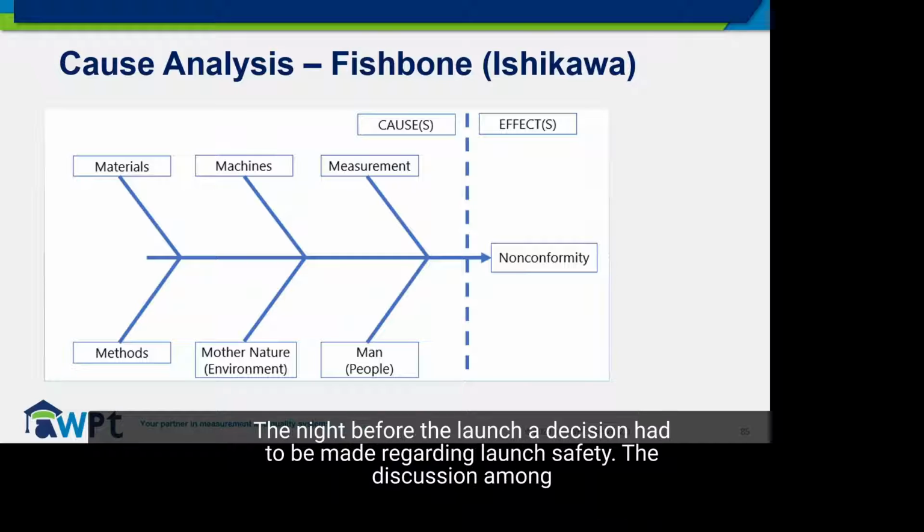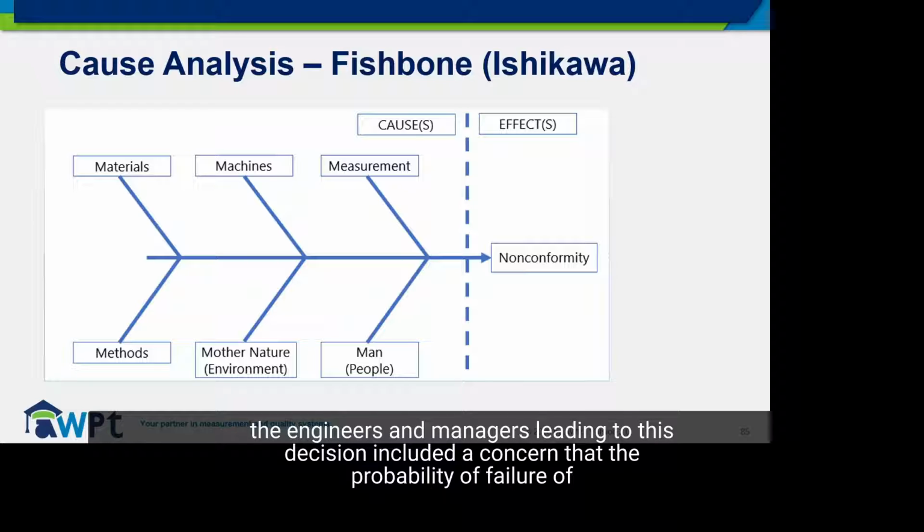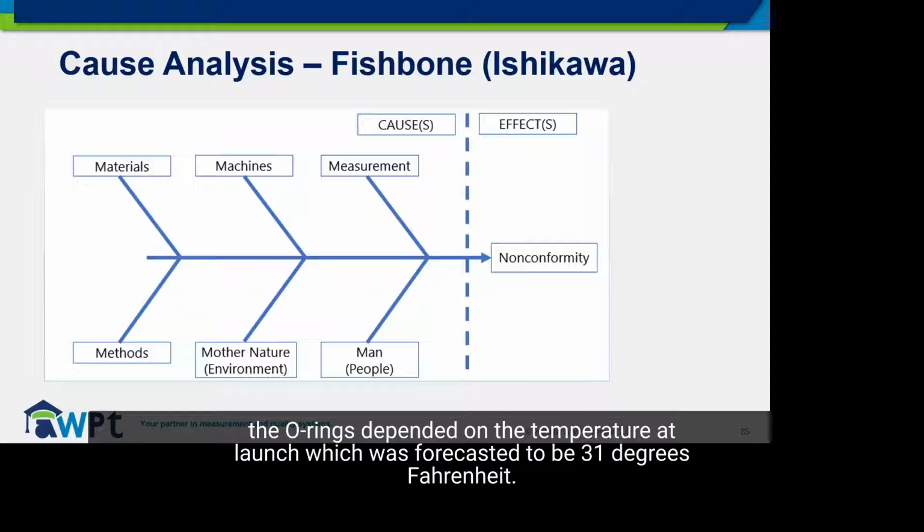The night before the launch, a decision had to be made regarding launch safety. The discussion among engineers and managers leading to this decision included concern that the probability of failure of the O-rings depended on the temperature at launch, which was forecasted to be 31 degrees Fahrenheit.